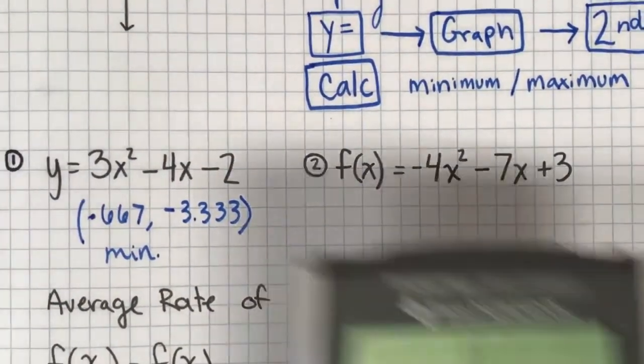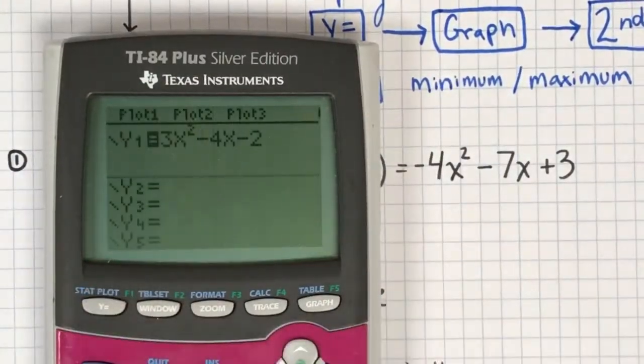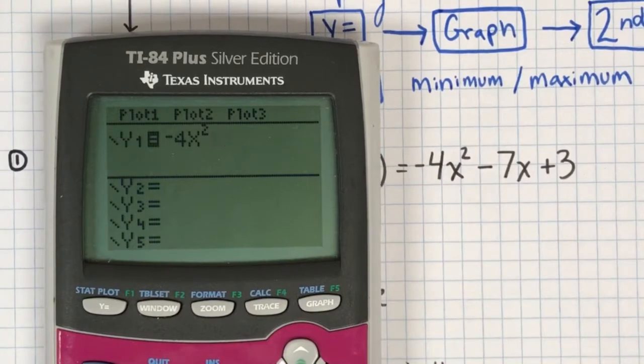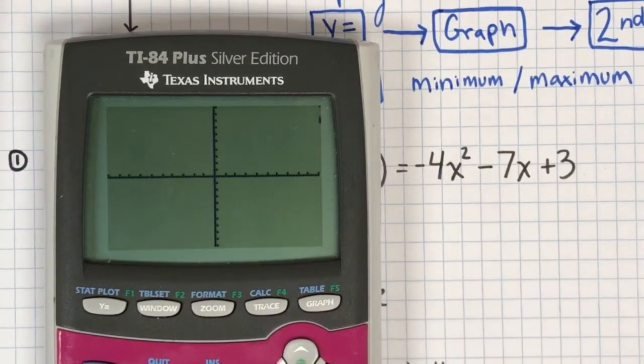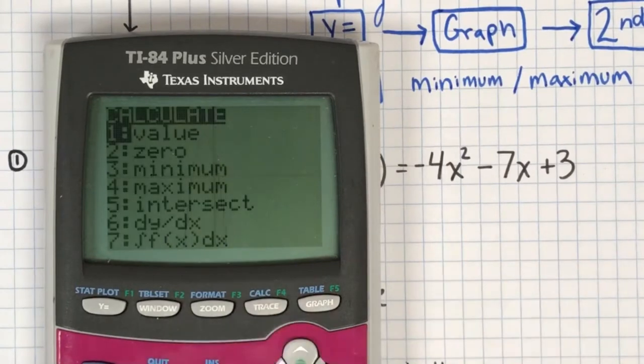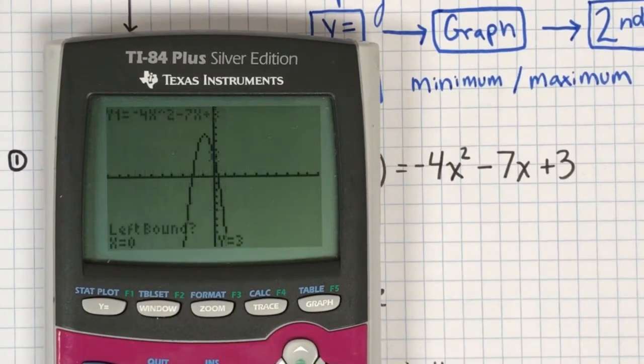Okay, and now we're going to do it for our next example. So negative 4x squared minus 7x plus 3. Okay, and we're going to look at the graph so we can see if it's a minimum or maximum. We're going to second calc. This is a max. And we got to move our frogger to the left side. So I'm going to press enter, move it to the right, press enter.